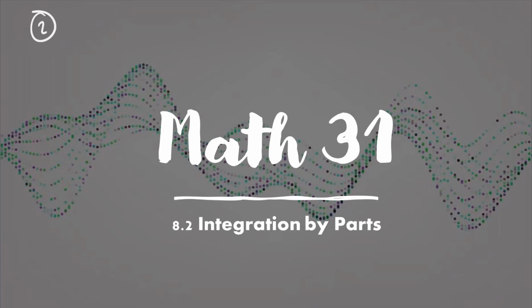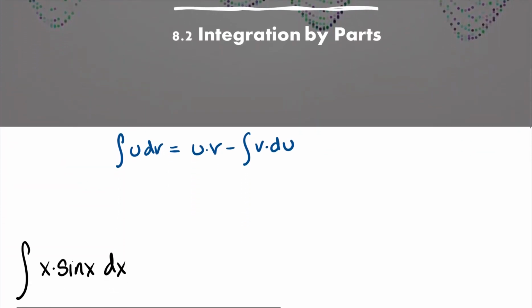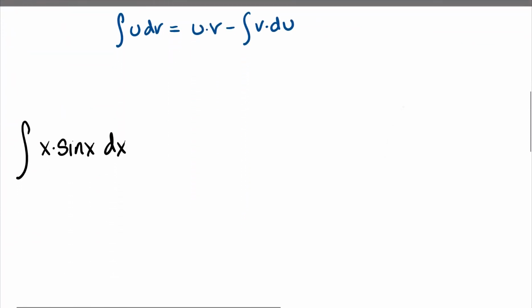Alright, let's get it. So, some problems. There's our integration by parts formula: the integral of u times dv is equal to u times v minus the integral of v du.